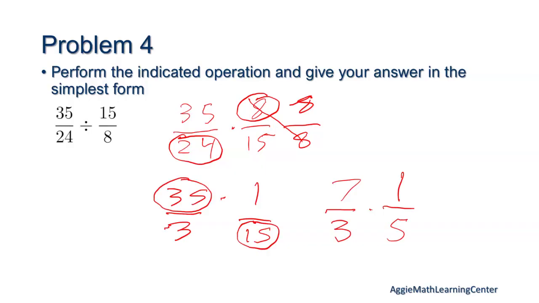Can't you just multiply across and then simplify from there? You certainly could, but you might get some pretty nasty numbers. 35 times 8 is 280, and 24 times 15 is 360. Wait, you can do that in your head? I do this all the time. This is all I do, man.